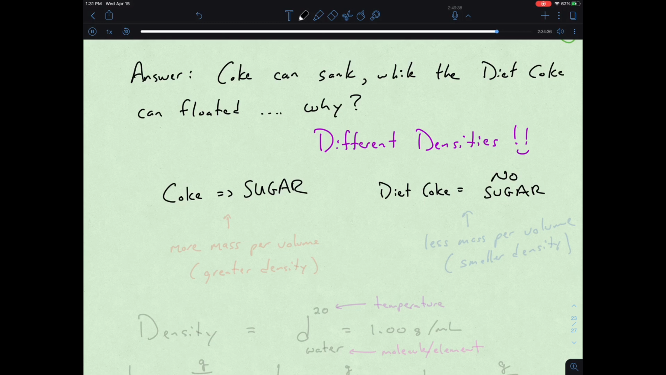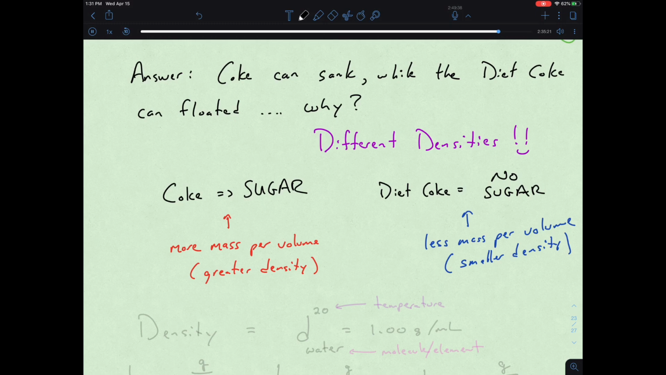So basically what we have is more mass per volume, this is greater density. While on the Diet Coke side, we have less mass per volume. And that's now less, or smaller, I should say, density. So that's the idea of density.